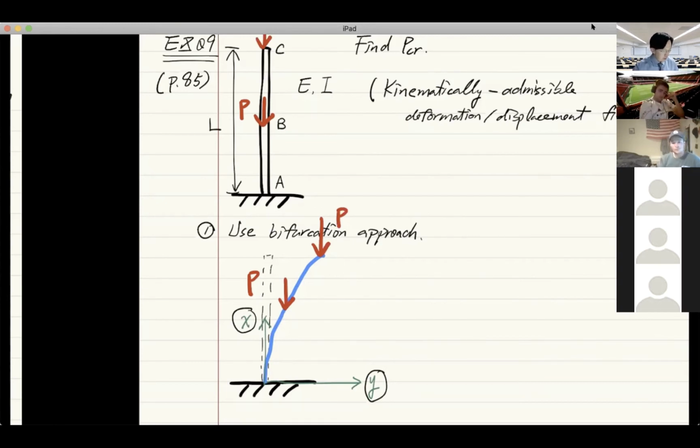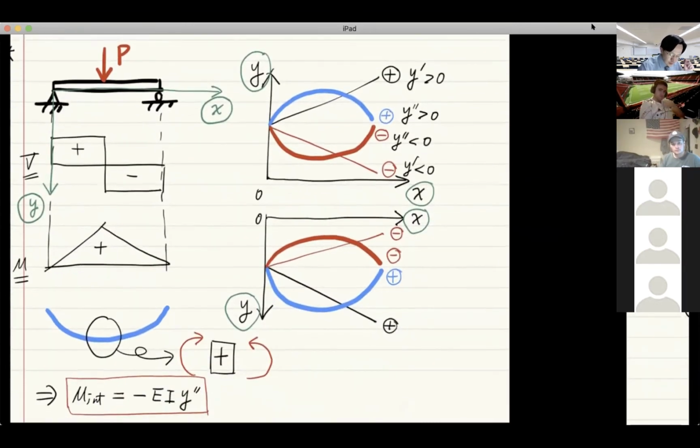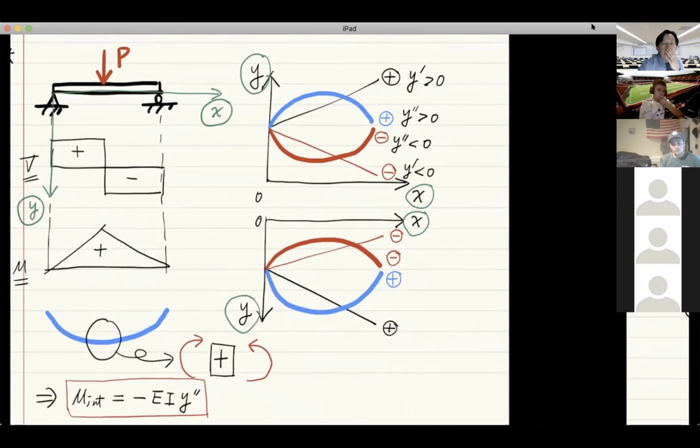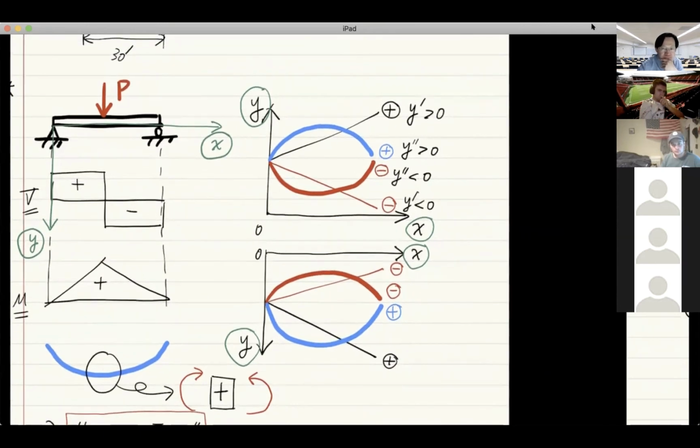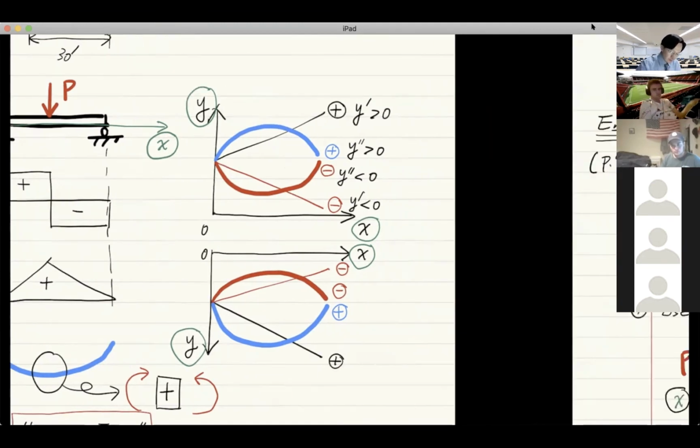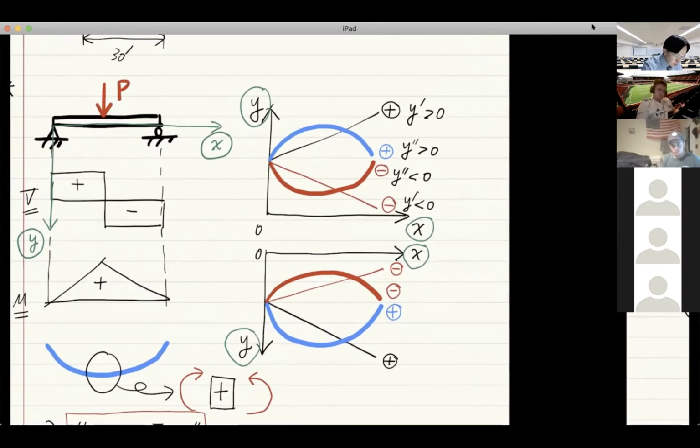I just realized that I made a mistake on the previous slide. Has anyone noticed? The curvature definition, right? Should the signs be reversed for each graph? They should be reversed, correct? Why should they be reversed? So let's start over again, because this is important.